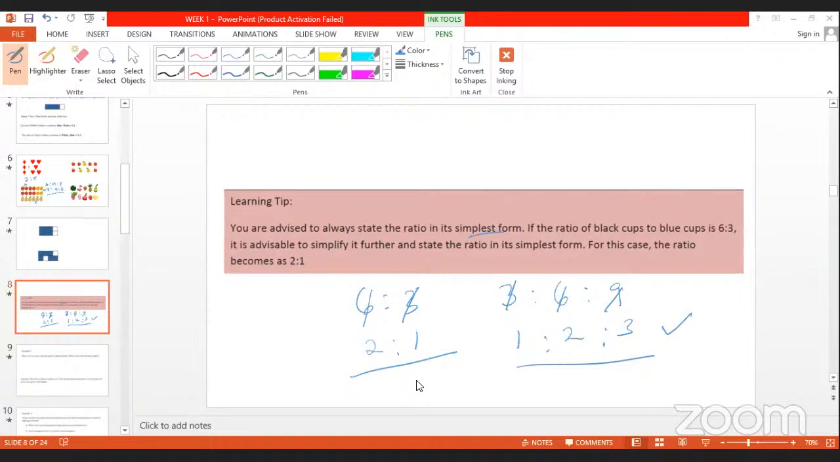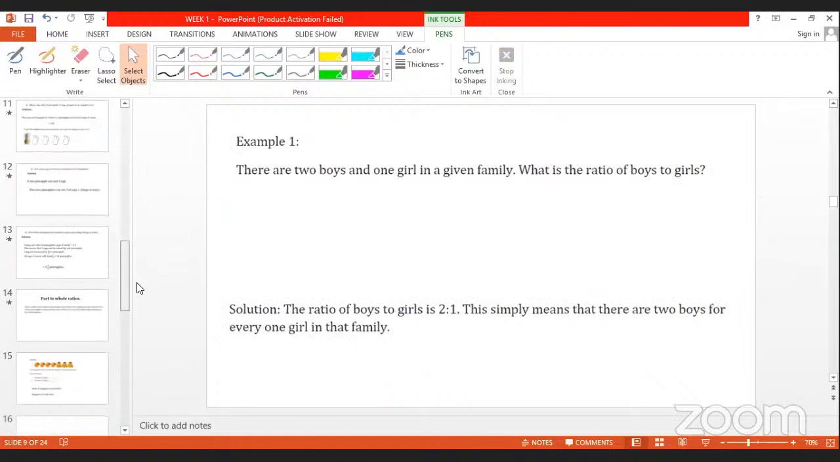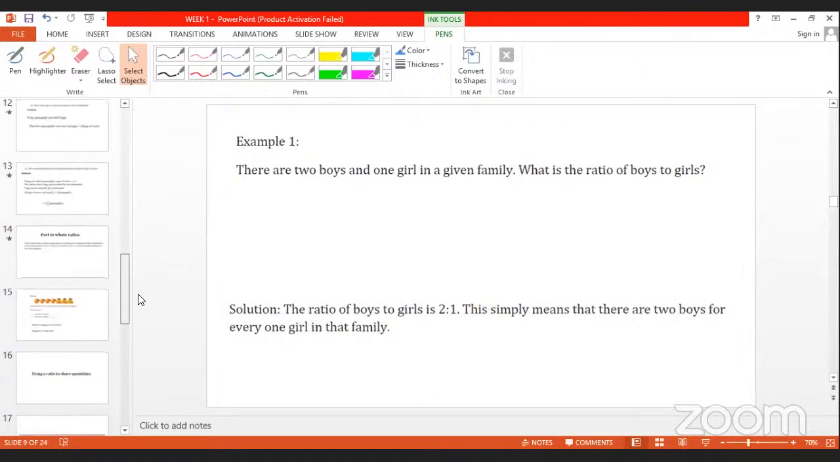Those of you who are still stuck. Okay, so literally that is what we have. This is what we looked at, and we looked at some examples of how we can write ratios and so on and so forth.